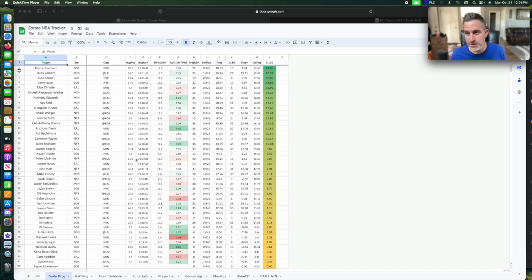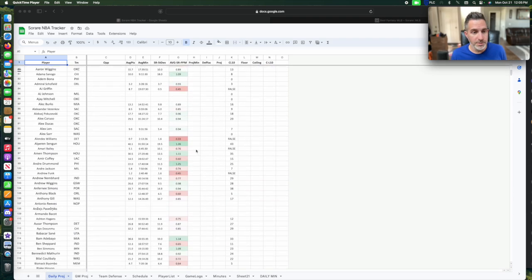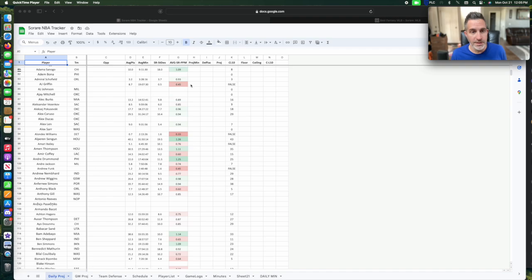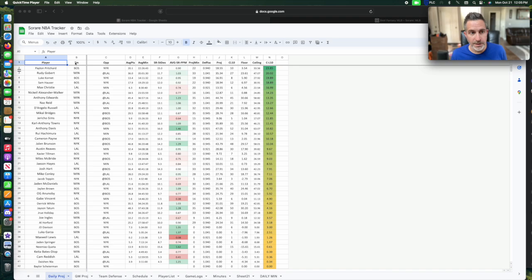So any players that are appearing in that particular daily game will have projections. All other players who are not appearing in that daily game don't have any minutes and thus don't have any projections. Basically just tells you the player, their team, who they're playing. Average points is their average Sorare points per game based on the time frame that we're using.